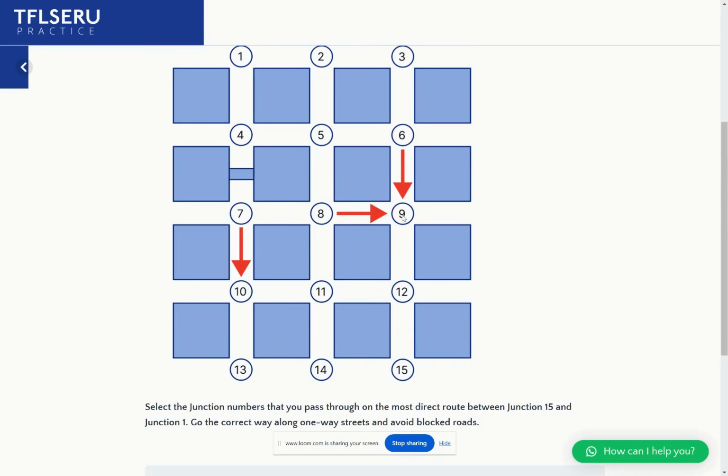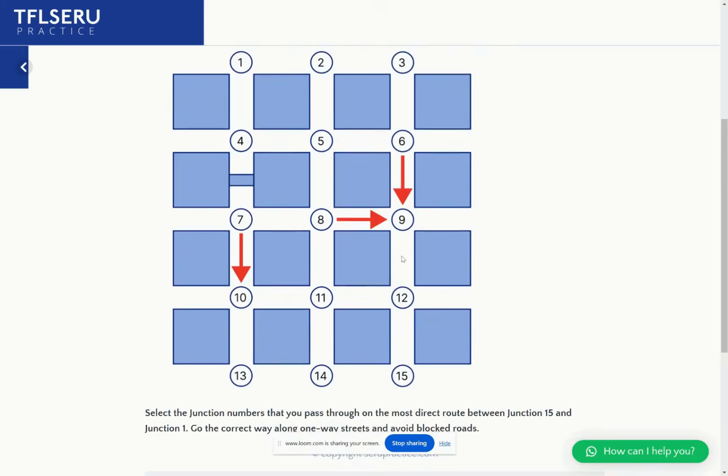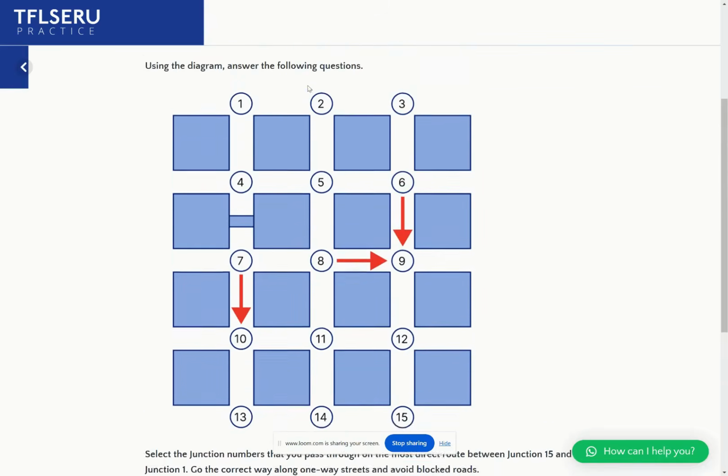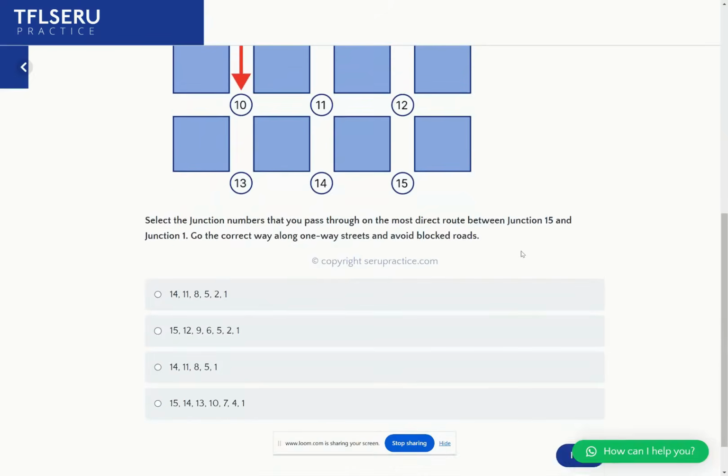So, for example, going from number 9 to number 6 would not be allowed. Going from number 8 to number 8 would also not be allowed. Going from number 10 to number 7 would not be allowed. So if we start at number 15, what is the most direct route to get to junction 1? So 15 is down here, junction 1 is there. So we have a number of options.